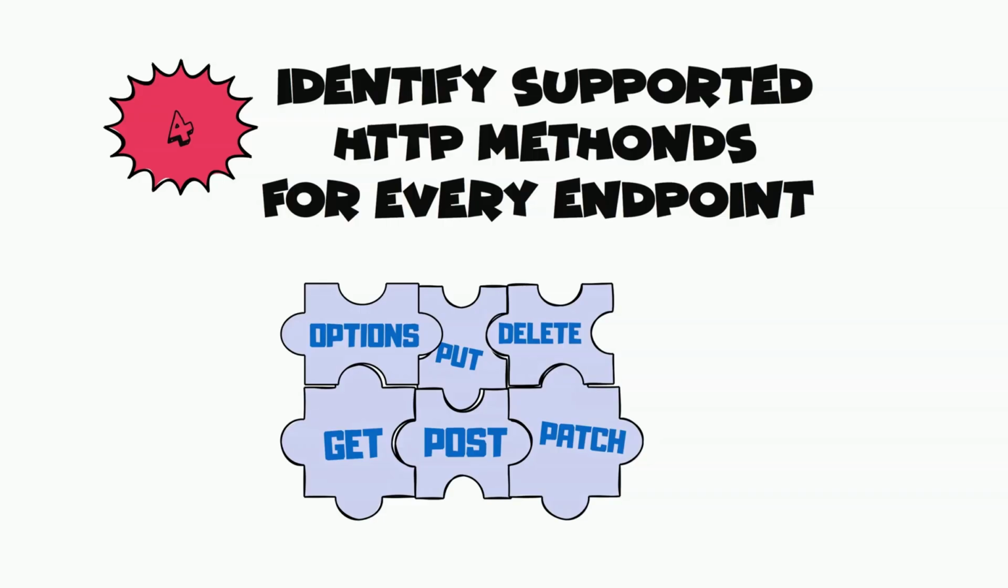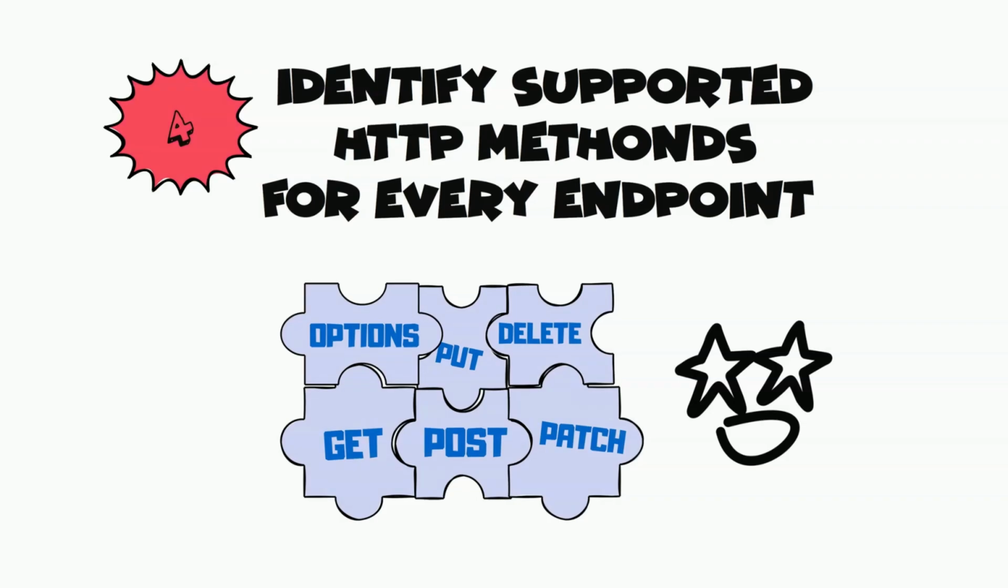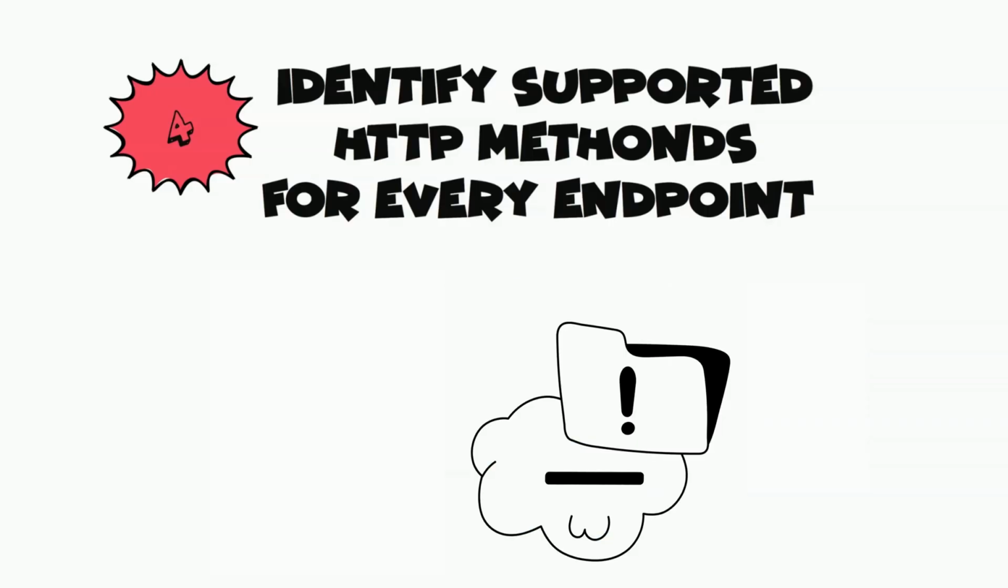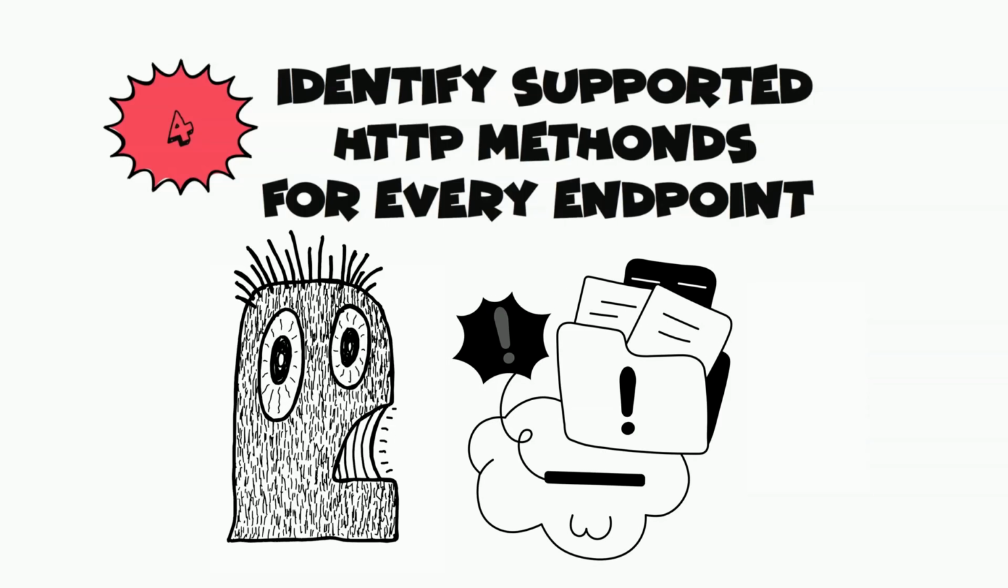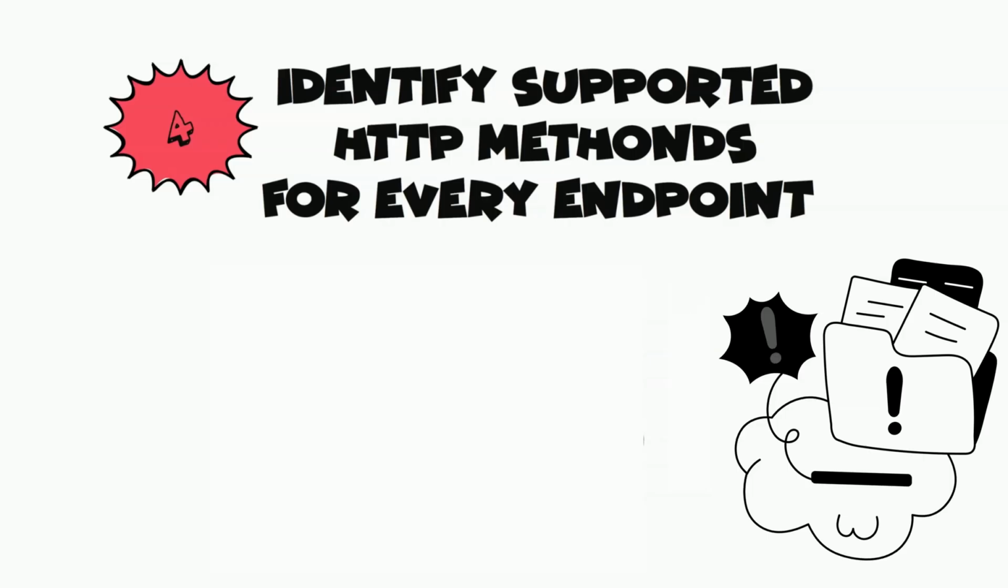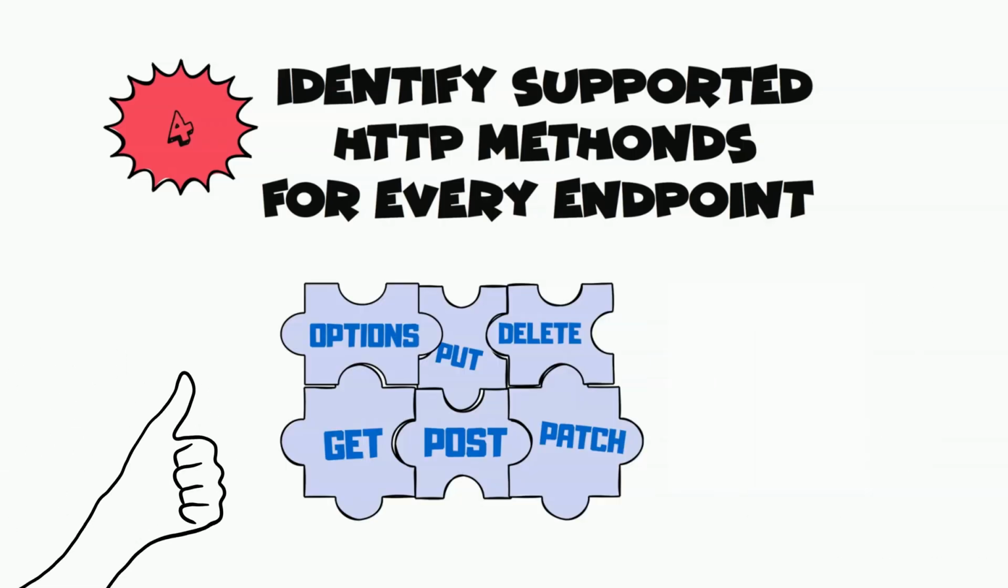Step 4. Identify supported HTTP methods. For each endpoint you found, test which HTTP methods are actually supported. GET, POST, PUT, DELETE, and so on. This step matters because developers often implement the main methods they need, but forget to properly restrict others, which could let you modify or delete data when you shouldn't be able to. And knowing this helps guide your authorization testing.